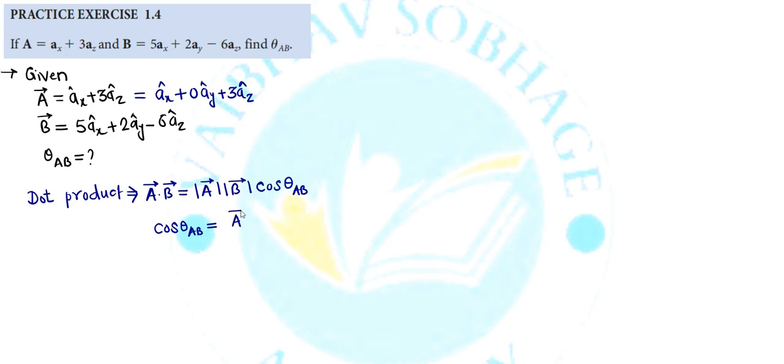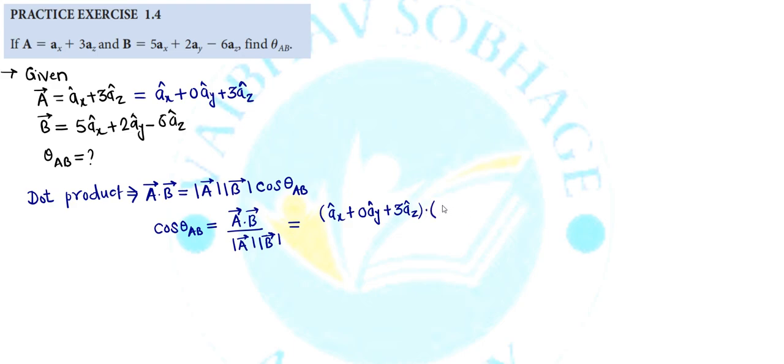This product of the given two vectors, that is vector A dot vector B, divided by magnitude of vector A multiplied by magnitude of vector B. Now what is the given vector A? We have that given vector A to be Ax plus 0ay plus 3az, having dot product with respect to your vector B.